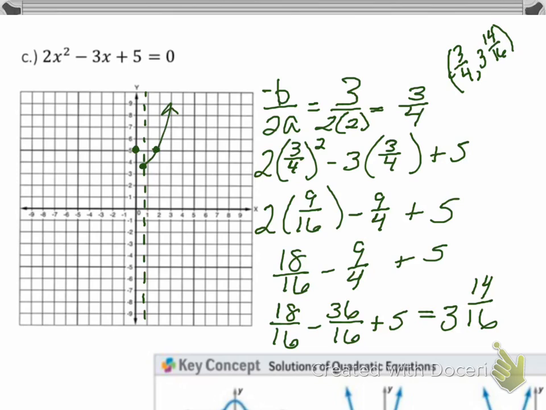Now if you notice, my parabola is facing upwards. That means it's never going to cross the x-axis. And when that's the case, we call this no solution. Because if I'm looking for my solution where it crosses the x-axis and it doesn't, well, it would only make sense that I have no solution.